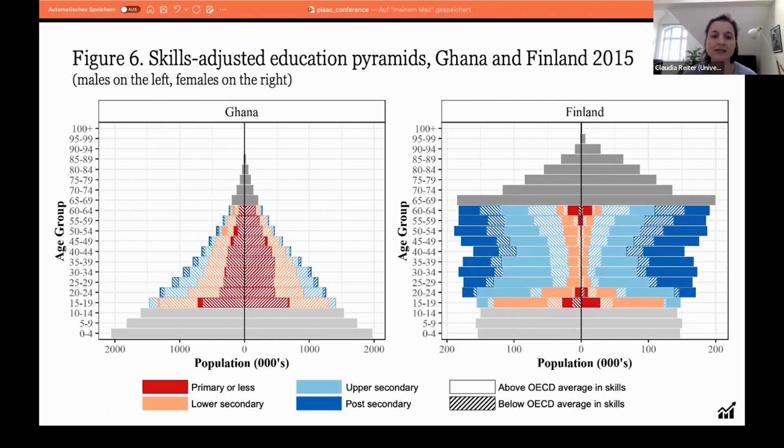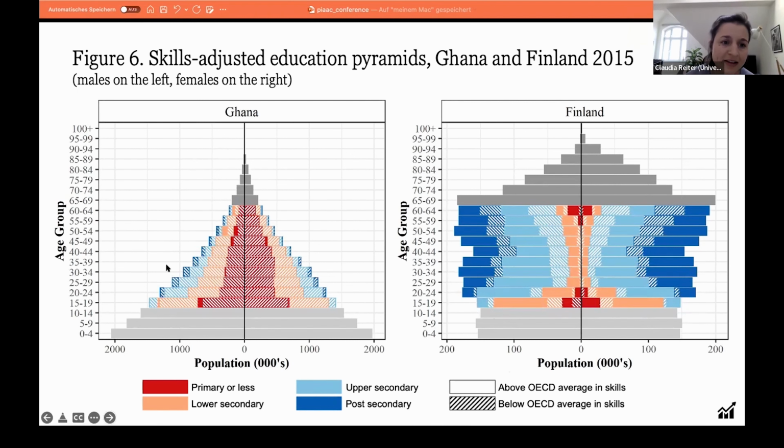But in addition to those colors, I've also included this skills adjustment. So you can see each color is further split into an area which is striped and into an area which is filled. And everything that is filled means it is above the OECD average in skills in the respective age, sex, education group, whereas this striped area represents below OECD average in skills.